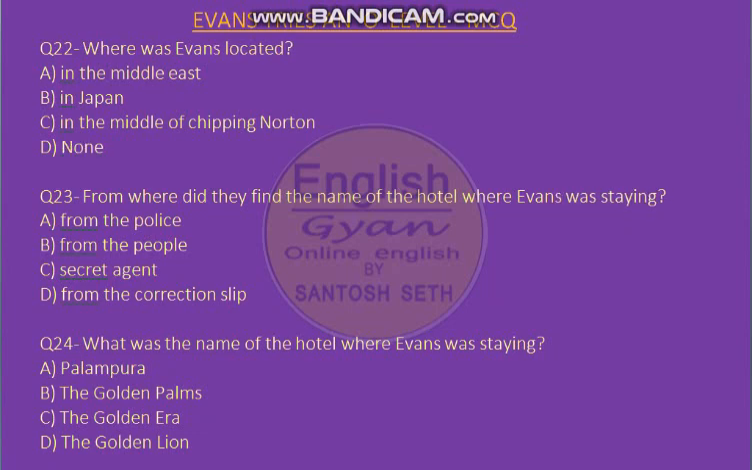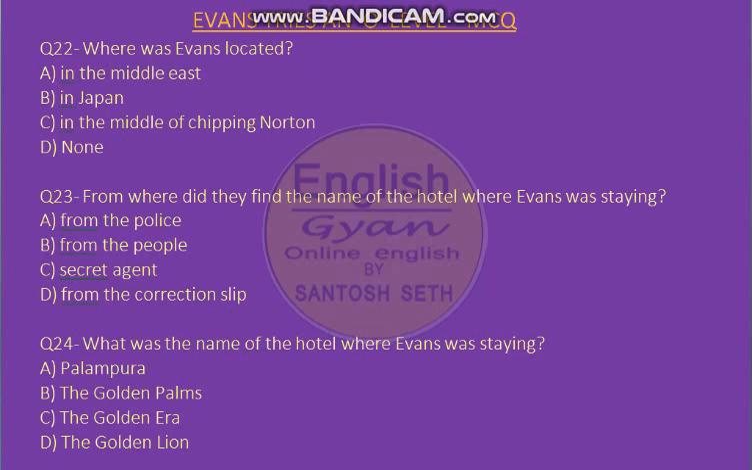Options are A. In the Middle East. B. In Japan. C. In the middle of Chipping Norton. D. None. Question number 23. From where did they find the name of the hotel where Evans was staying?